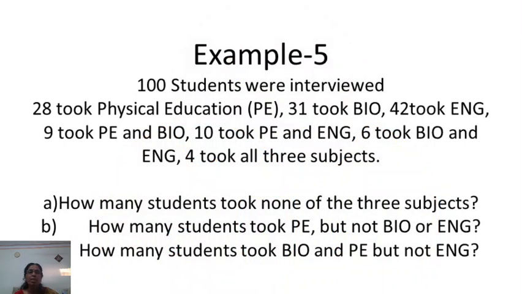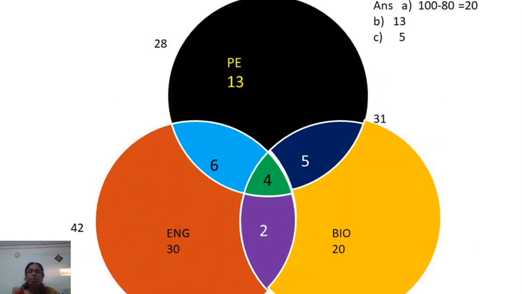Then the last is, how many students took bio and PE but not English? Okay. Then bio and PE, this intersecting part, only this blue intersecting part shows the number of students who took PE and bio. So these are in number 5. So this is our answer.